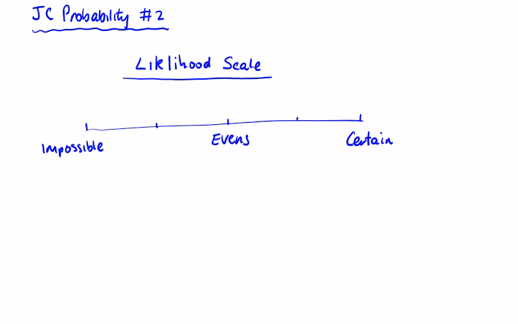And this one would be unlikely to happen. And this one would be likely to happen. So very simply, the likelihood scale.